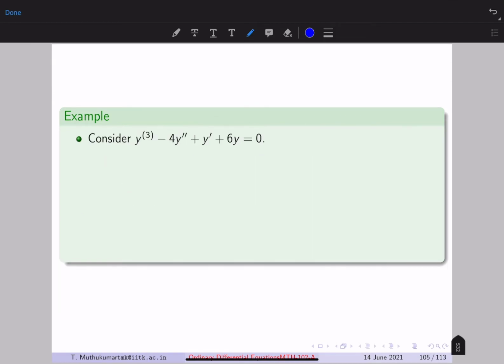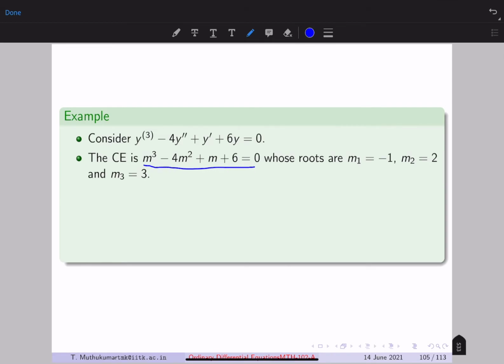Now let's look at another example. In this case, we have taken a third order ODE. But they are all constant coefficients. So what do you do? You look at the corresponding characteristic equation, which is a cubic equation in this case, right?